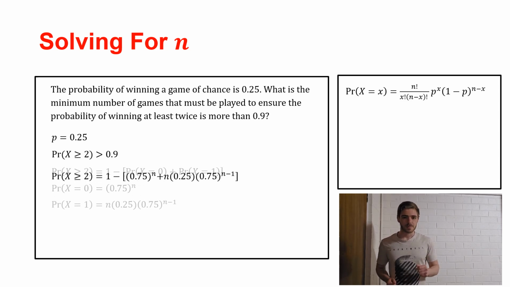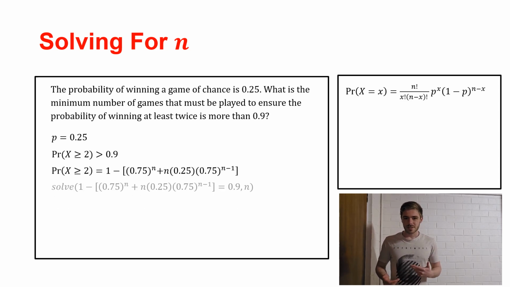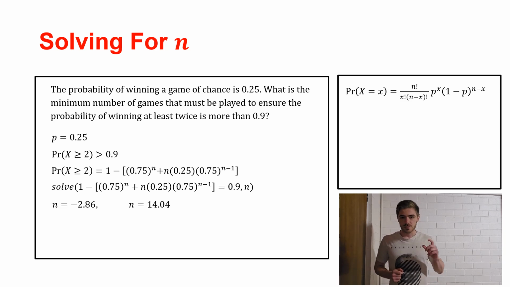This is where the CAS comes in. For whatever reason, the CAS really just doesn't like inequalities for this type of question. So all we're going to do to get around that is just use an equal sign. That's going to give you two solutions. The negative result is invalid. We can't have a negative number of trials. So the 14.04 is where we're going to start.